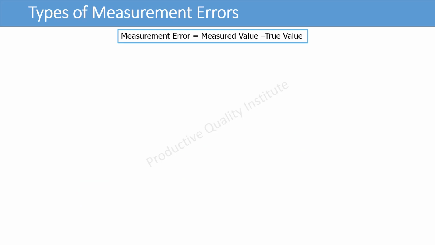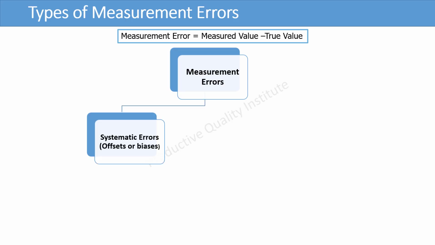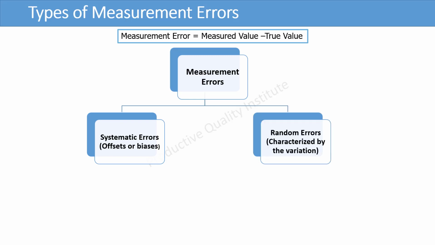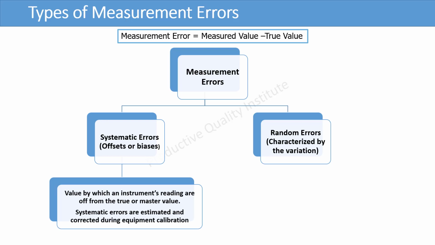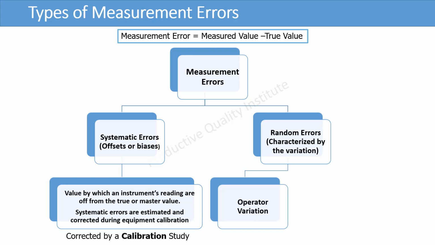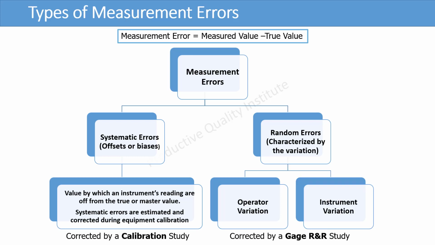Measurement error is equal to the measured value minus the true value. There are two types of measurement errors: the systematic errors, offsets or biases, and random errors, characterized by the variation. The systematic error is the value by which an instrument's readings are off from the true or master value. Systematic errors are estimated and corrected during equipment calibration. Random error can happen due to operator variation or instrument variation, and it is estimated by gauge R&R study.